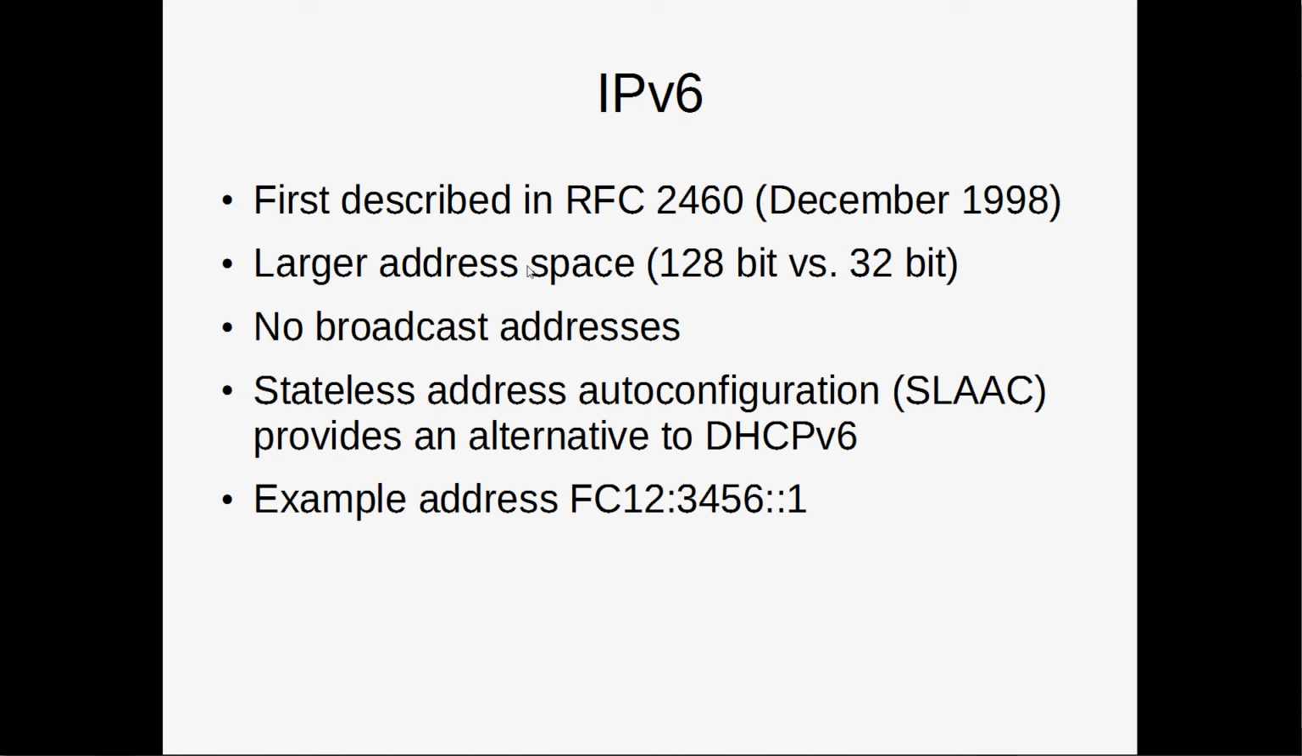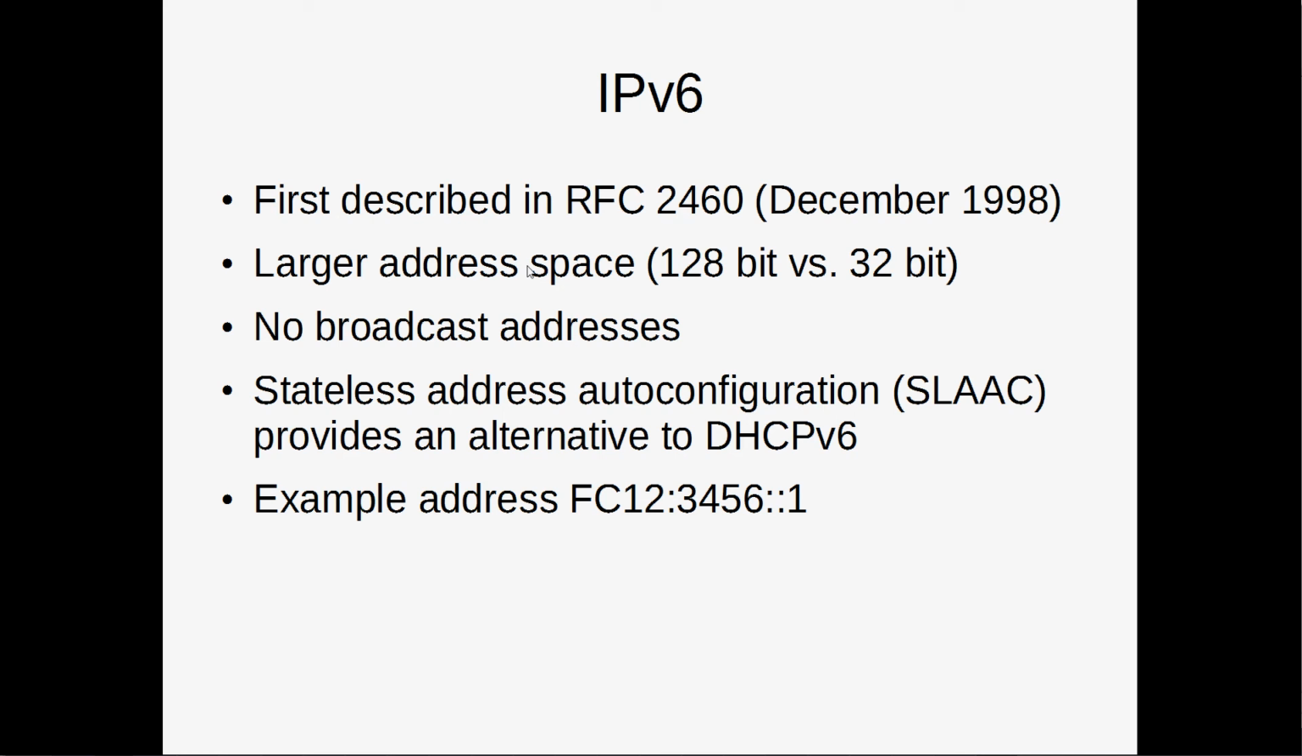There are no broadcast addresses with IPv6, whereas with IPv4, the last address in the subnet would be reserved for broadcast addresses. There's no such thing in IPv6. Instead, we have multicast addresses, which we also have in IPv4.